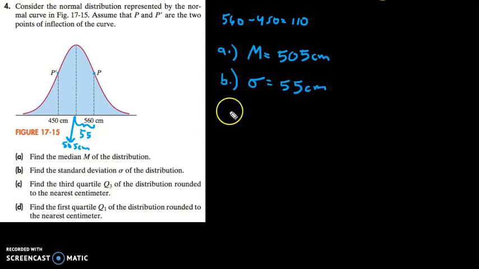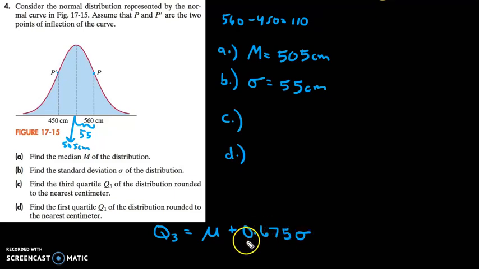Okay, then C and D are more interesting. They want the first and third quartile. Okay, so you can look at the formula for it, or if you want the description of the formula here, I'll write the formula down here. Let's say for the third quartile, it's the mean plus 0.675 standard deviations. You'll see this number a lot because it's the third and first quartile distance.